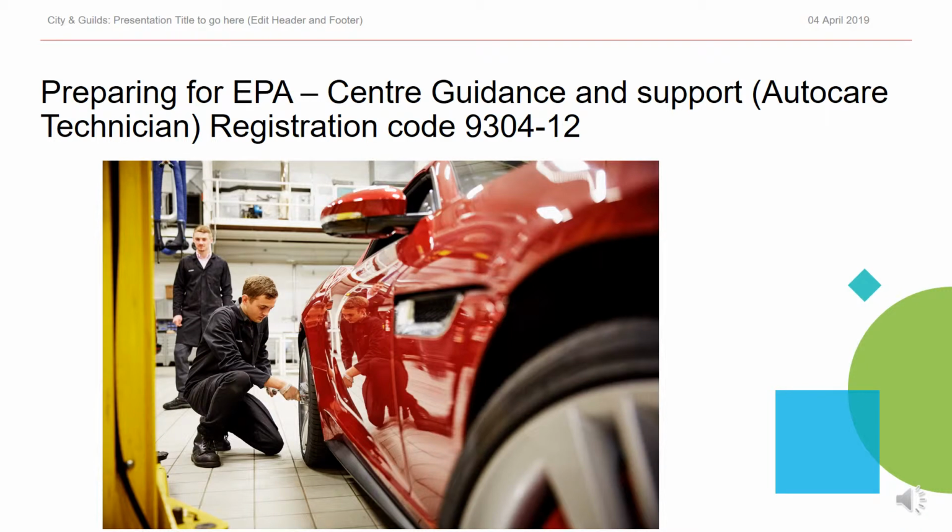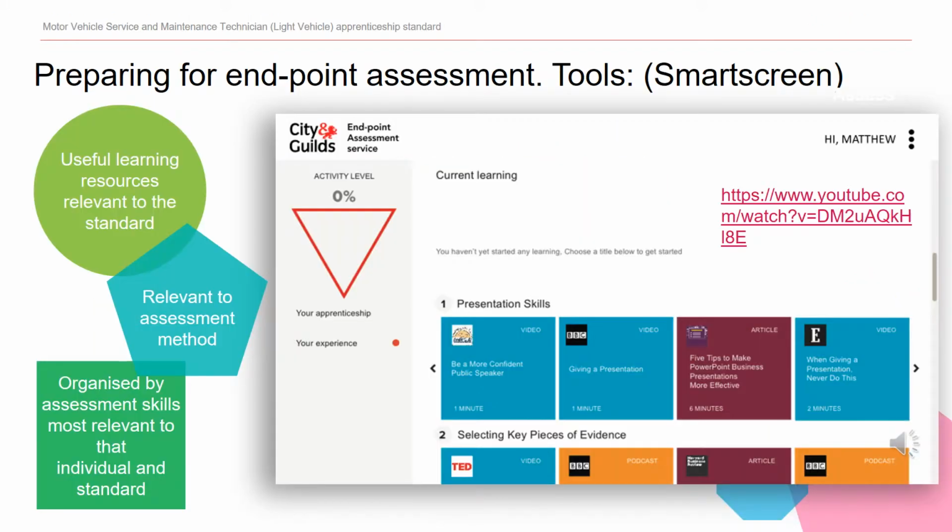Okay, let's have a look at preparing for endpoint assessment and what guidance and support we can offer you. Registration code for this is 930412. After you register your apprentices with us for EPA, we provide you with a range of resources to help prepare your apprentices for the big day.